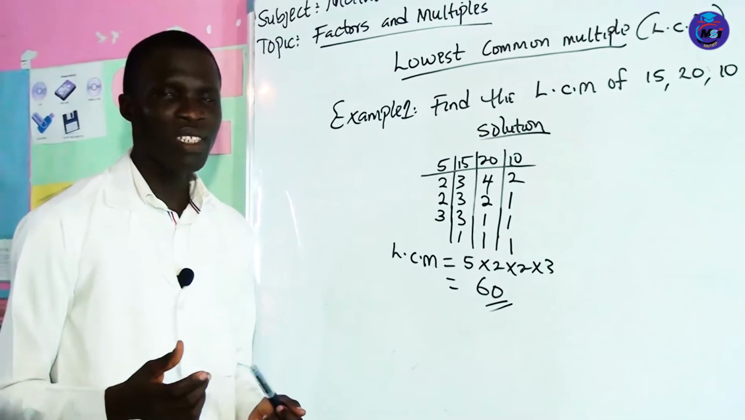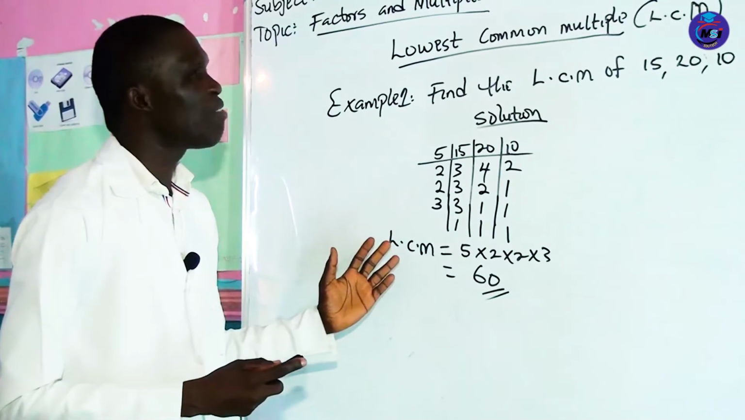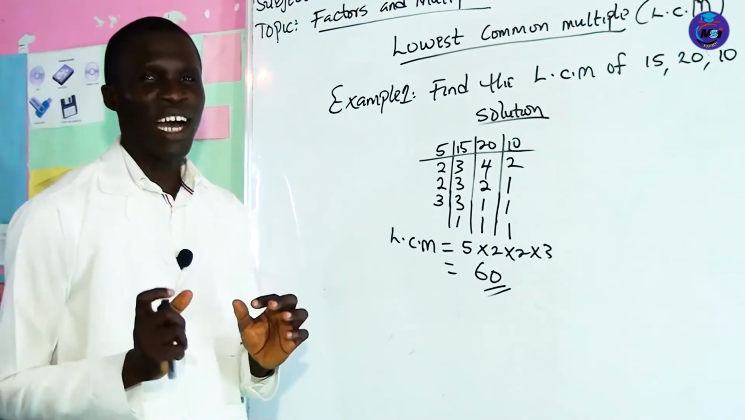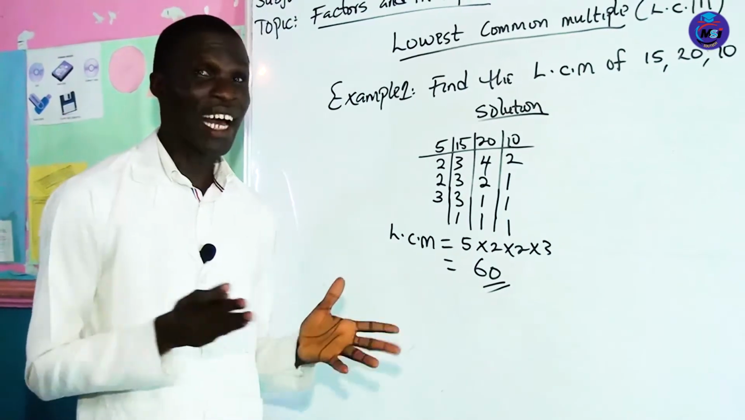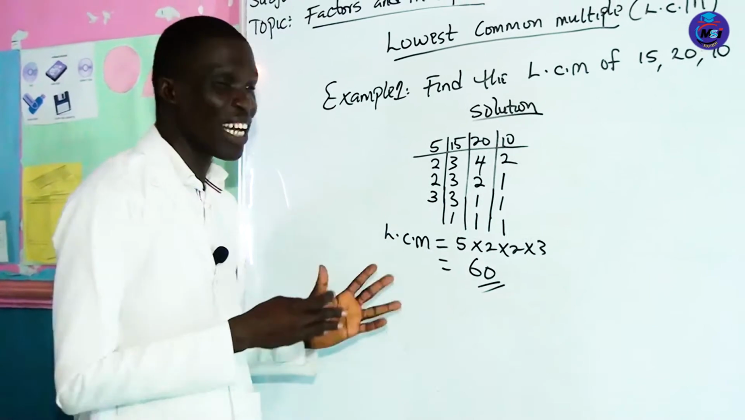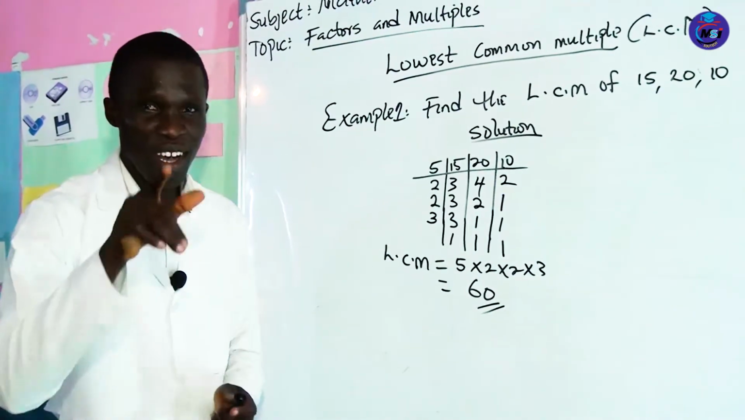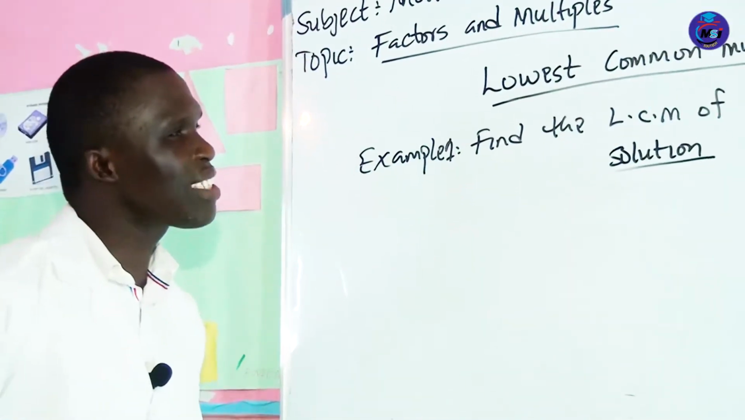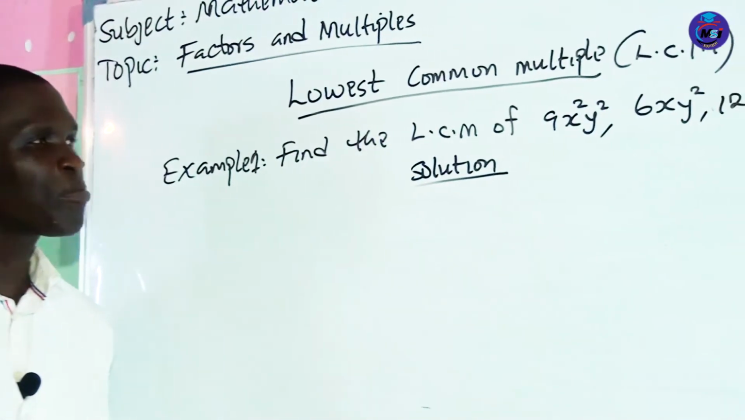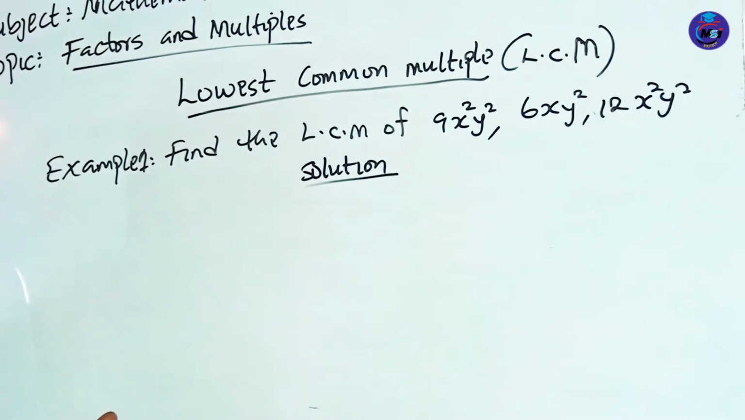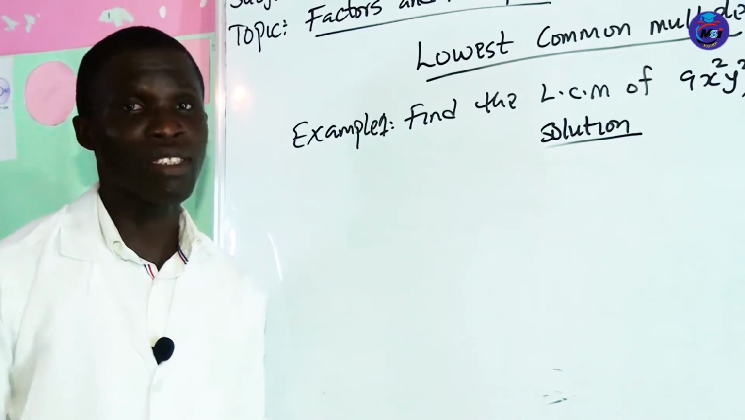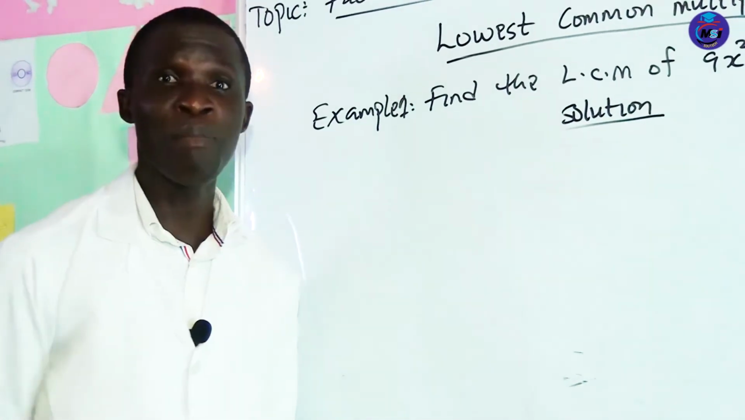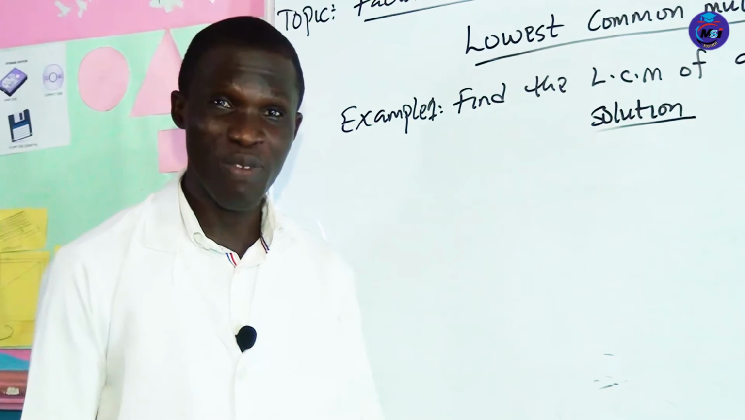I believe you are following this class. Now, before we leave this class, I want to give you another strong question on LCM, because I know that some of you might look at this question. It's very simple. Find the LCM of 9x squared y squared, 6x y squared, and 12x squared y squared. How can we solve this? It looks so strange, but we can still do it, right? That's why we are mathematicians. I believe you are a mathematician, right?